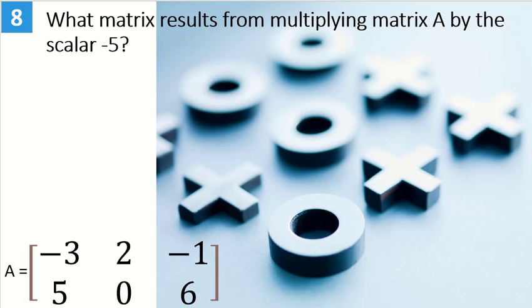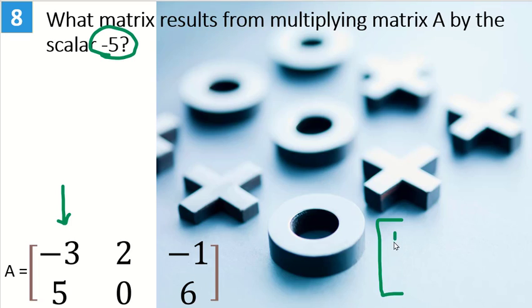Question number 8. What matrix results from multiplying matrix A by the scalar -5? Now I love these because we're just multiplying by a number. So we're essentially taking that number and multiplying every element inside this matrix by -5. So the resulting matrix, I'll put it over here.